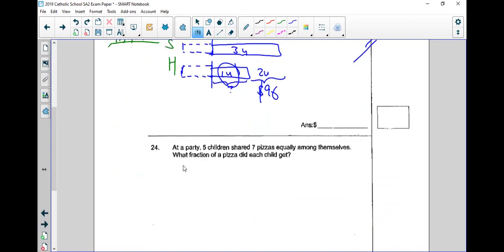Now, what's the answer for question 24? The answer is 1 and 2/5. Okay, now, this is a part where some of you get confused. What divide by what? So what should you do, or how do you avoid being confused? 5 children. Yeah, but some of you say 5 divided by 7 or 7 divided by 5. So which one? 7 divided by 5, because 7 pizzas.